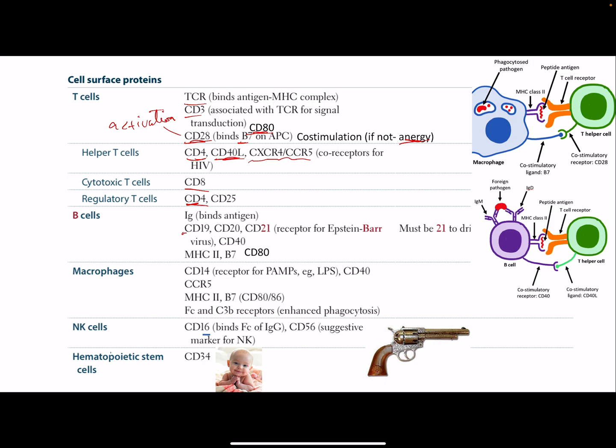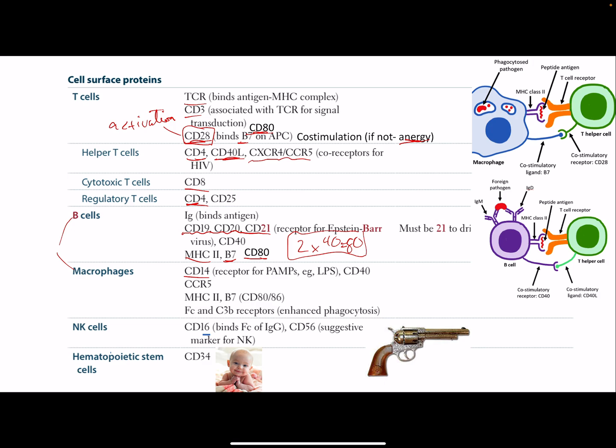B cells, anything around 20. So 19, 20, 21, that's going to be a B cell. B cells are also antigen-presenting cells, which is kind of weird. Macrophages, B cells, and dendritic cells are going to be antigen-presenting, which means they have an MHC2. They have a B7. Remember that B7 is what activates our T cells. B7 is sometimes called CD80. One way that I think about this is MHC2 times 40 is 80, and these are all things that we will find on antigen-presenting cells.